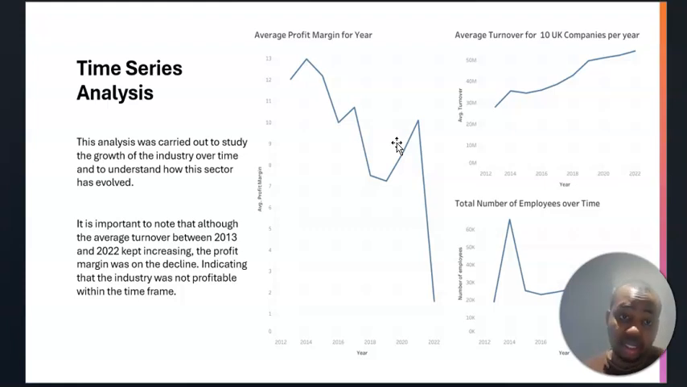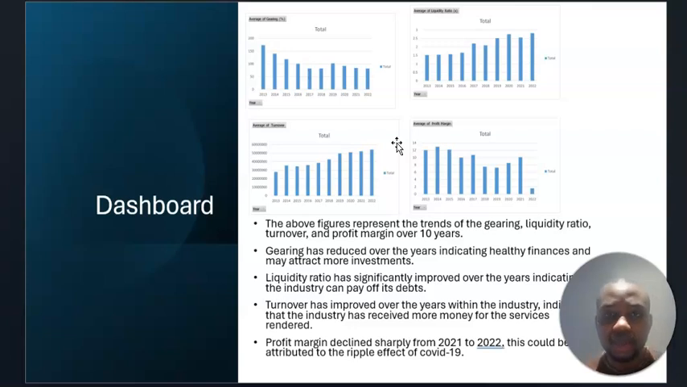We can say that this could be based on the after effect of the COVID-19 pandemic, as we will analyze in subsequent slides. On the dashboard representation, we can see that the average gearing has dropped gradually between 2013 and 2022. This indicates that the industry is healthy financially. That means it's paying off its debts.